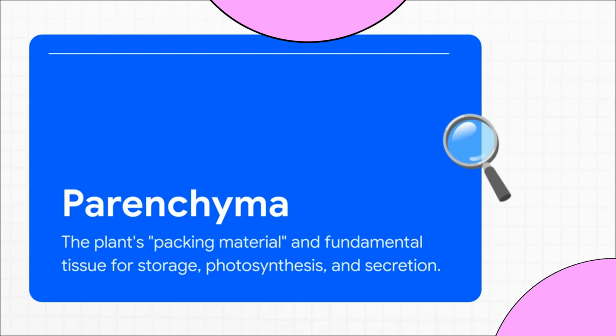First on our list is parenchyma. This is the plant's do-it-all, all-purpose packing material. These are thin-walled cells that make up most of the squishy, non-woody parts of a plant. Their biggest job is often storage. The fleshy part of an apple, for example, is almost all parenchyma. But if these cells happen to be packed with chloroplasts to do photosynthesis, they get a special name: chlorenchyma.